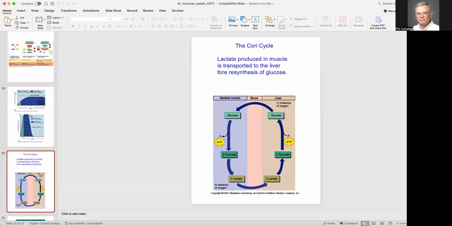Now, I mentioned that in the absence of oxygen, we have glucose going to pyruvic acid going to lactic acid. Lactic acid then has to be, in order to recycle it, so to speak, it has to enter the bloodstream, go to the liver, where via the Cori cycle, it can be transformed back into glucose molecules. However, this is an expensive expenditure of energy because it takes 6 ATPs to make a couple of glucose molecules.